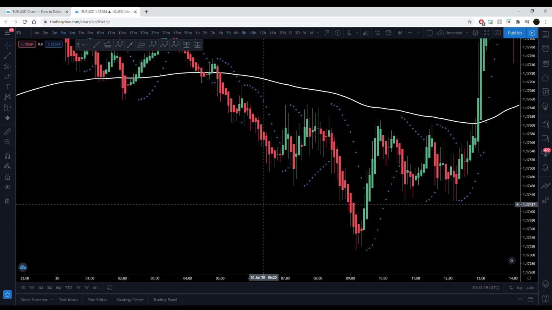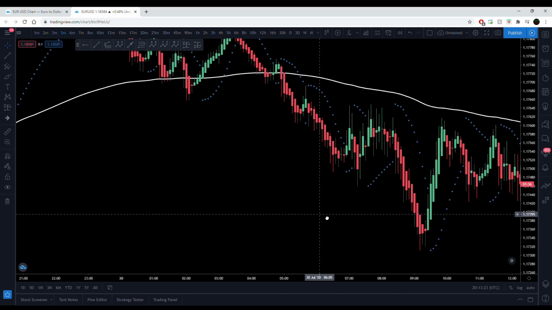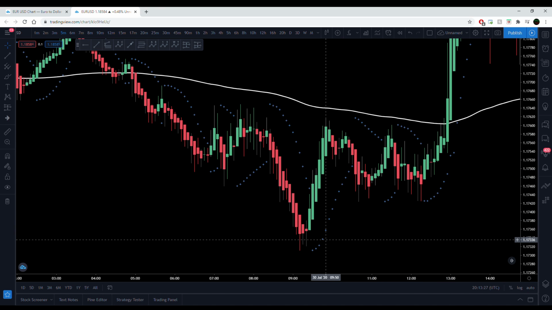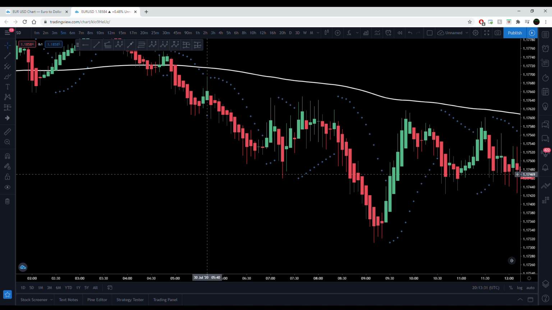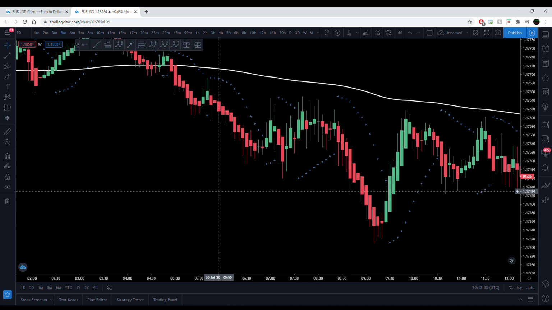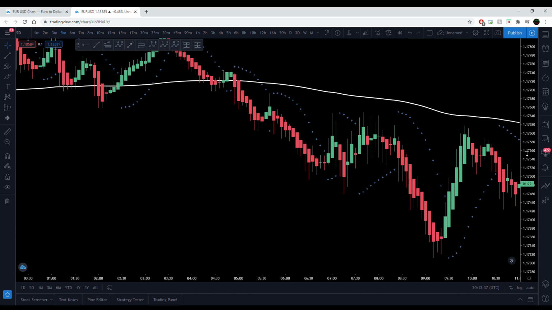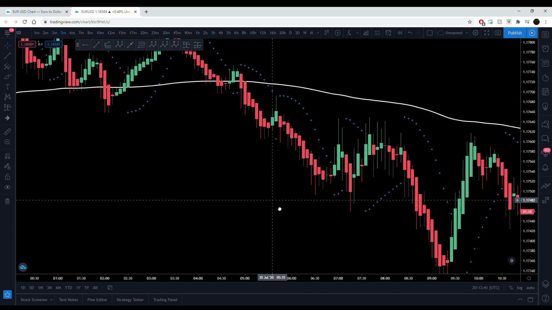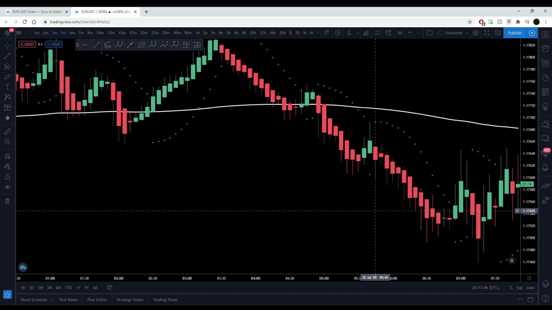This very simple parabolic SAR, Heikin candlestick, and 200 EMA trading strategy is highly profitable. It's been proven over many trades, and I'm going to make another video following this one showing this strategy backtested 100 times and then another backtesting the strategy 200 times, so you can truly see the win rate and how profitable it is. But in this video, I'm just going to show you the strategy so you can start using it right away.